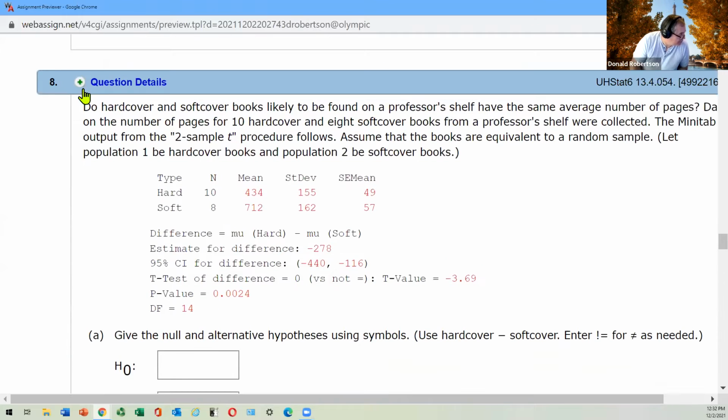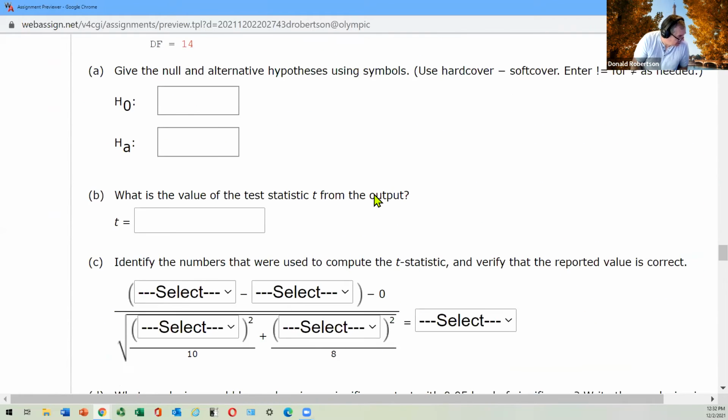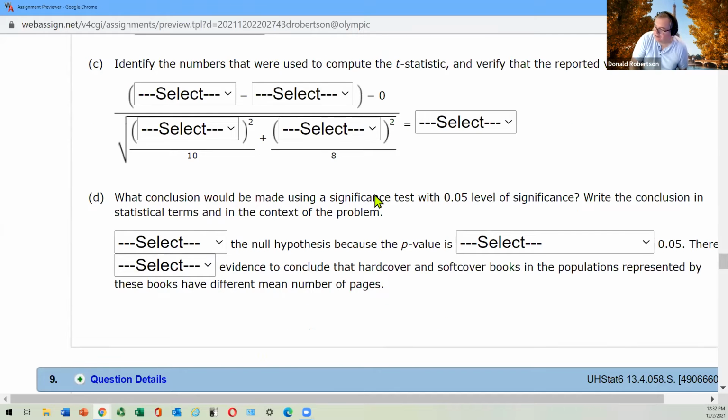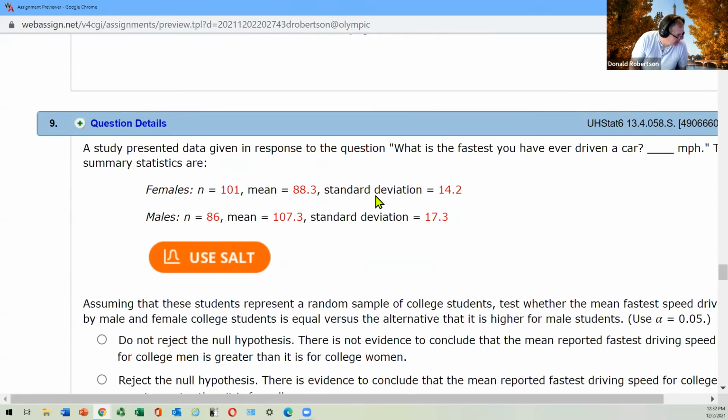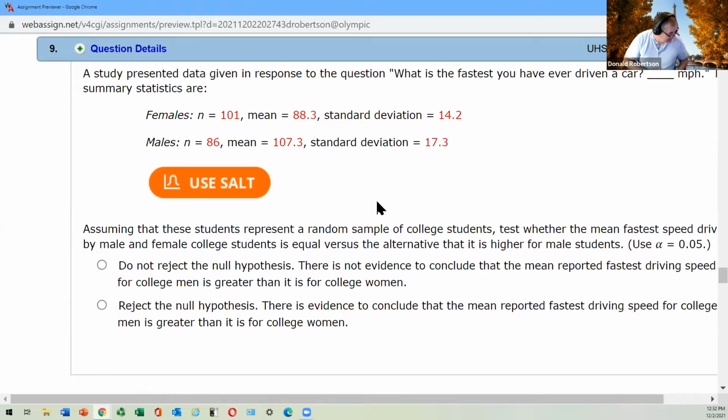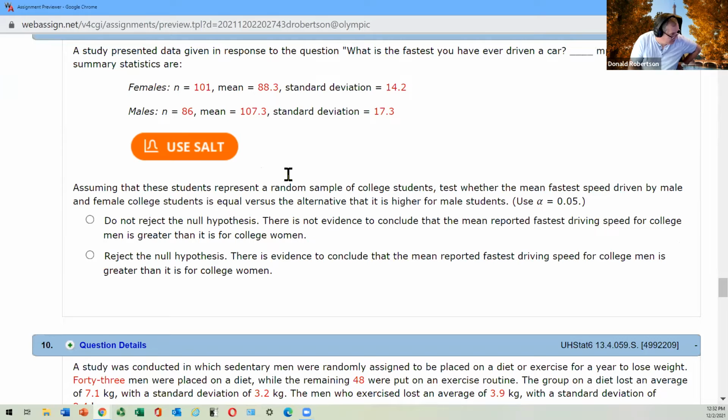Now, if you go to question 8, can you see it's just a different story, but the same darn question? And now, I believe, we hit our first hypothesis test from start to finish using SOLE.